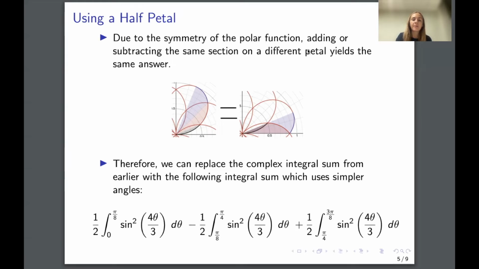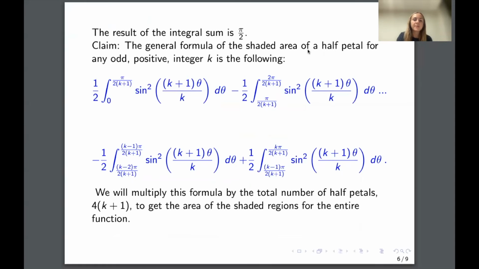Due to the symmetry of the polar function, adding and subtracting the same section on a different petal yields the same answer. So we can replace the complex integral sum from earlier with the following integral sum, which uses much simpler angles. The result of the integral sum is pi over 2. So our claim is that the general formula of the shaded area of the half petal for any odd positive integer k is the following. And we'll multiply this formula by the total number of petals, 4 times k plus 1, to get the area of the shaded regions for the entire function.